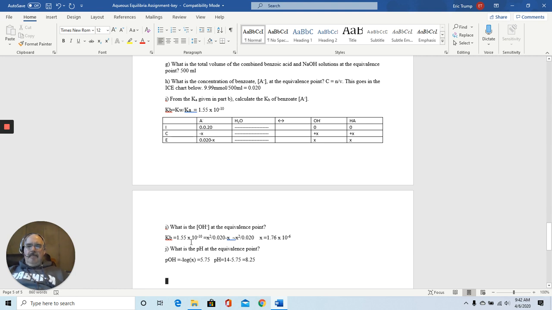The Kb, we would calculate that from the Ka. We would take Kw divided by the Ka, that's up here. And if we take x squared divided by 0.020 minus x, we can simplify that. So x is 1.76 times 10 to the minus 6. Okay, so pOH is minus the log of that, and then pH is 14 minus that.